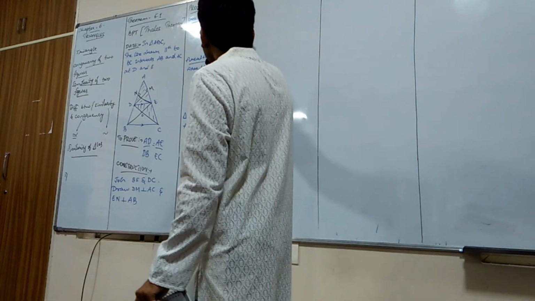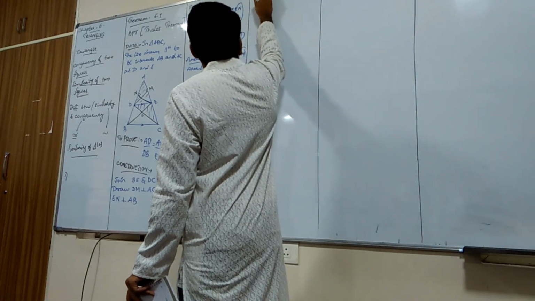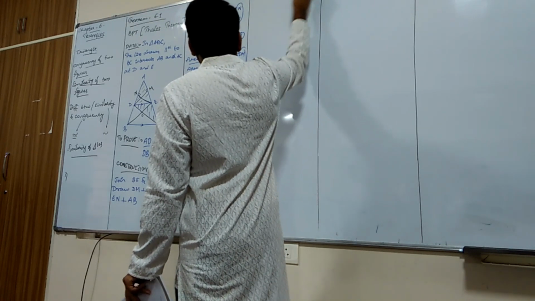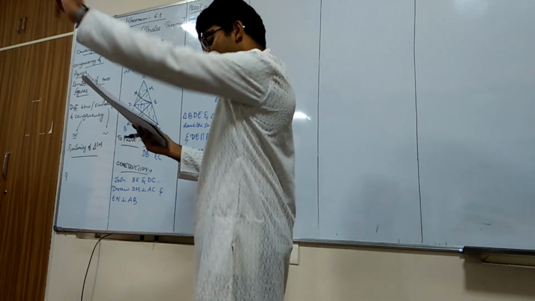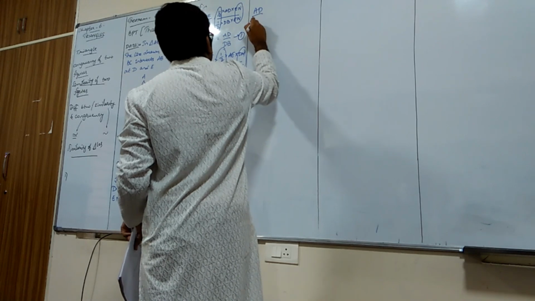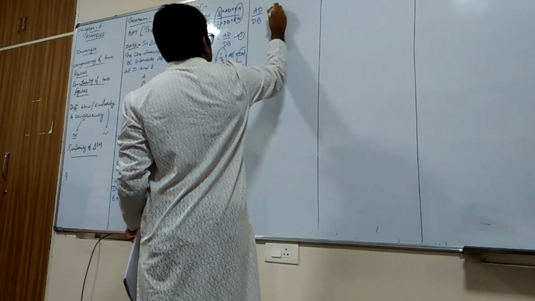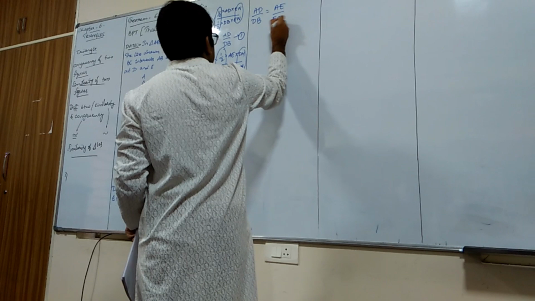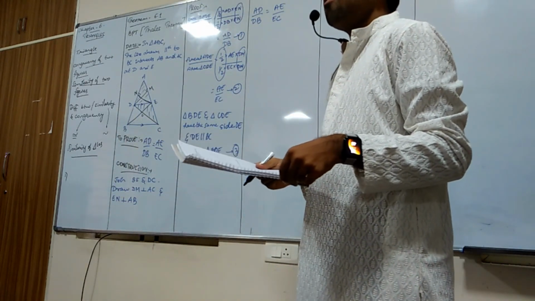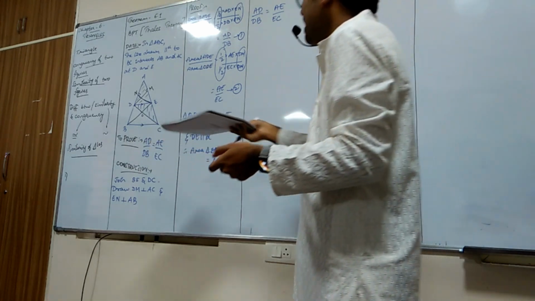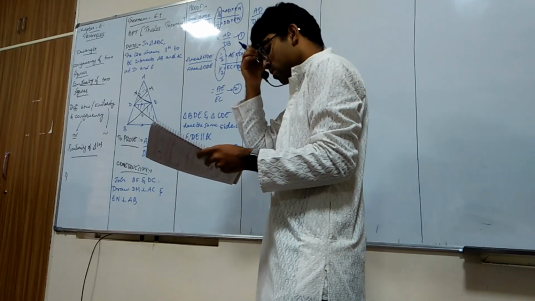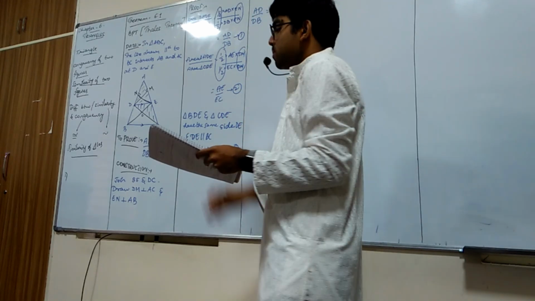So using 1 and 2 in 3, what will be done? Then AD by DB is equal to AE by EC. So what about that triangle? Why do you require it when you are getting the answer simply? Okay, so this is the first theorem.